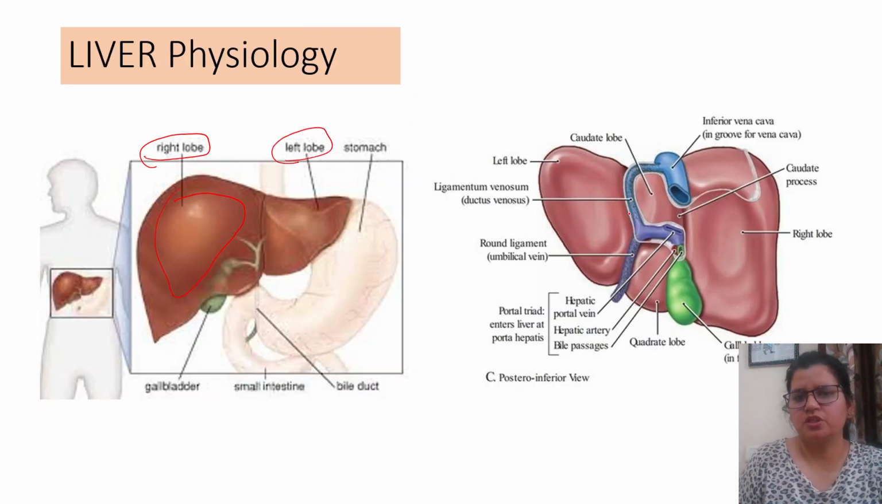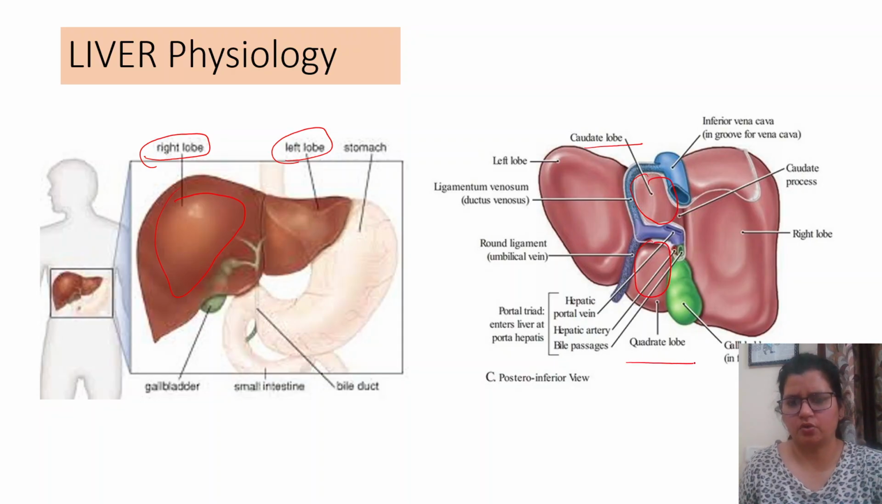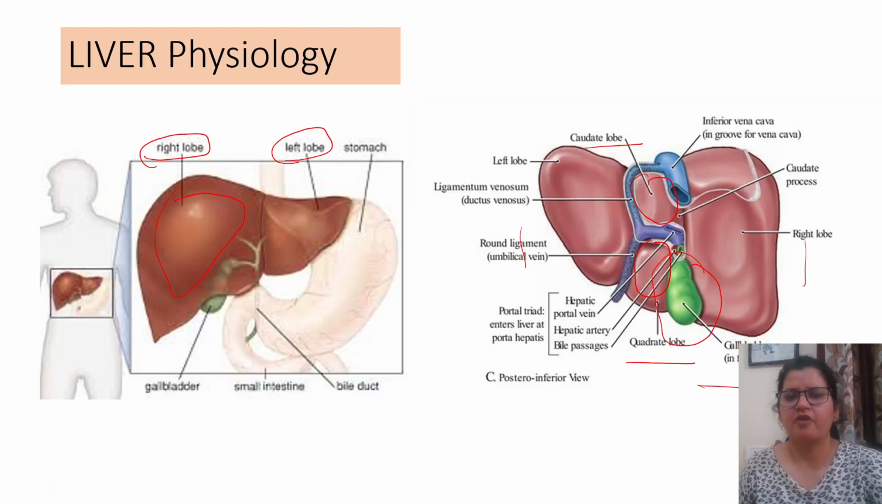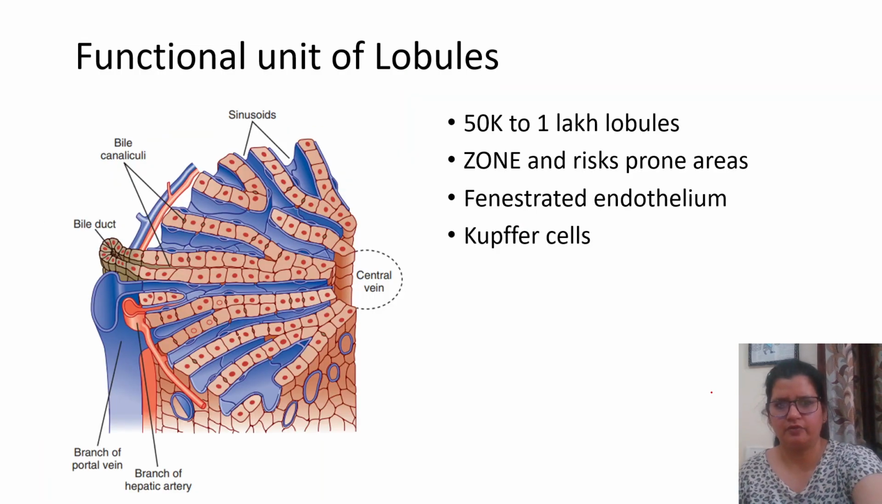If we see posteriorly, we have two more lobes situated here. This is the caudate lobe and the quadrate lobe. Right behind, we have the gallbladder situated like this. But physiologically, if we see the anatomy, the anterior and posterior aspects are not important. In fact, the functional anatomy of the liver is important. So let's see what the functional unit of the liver is.